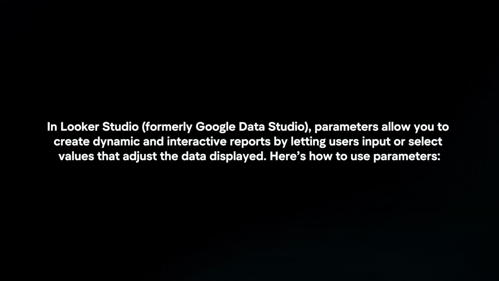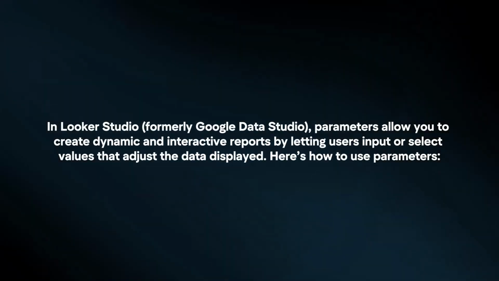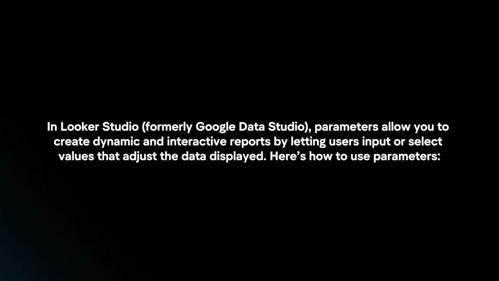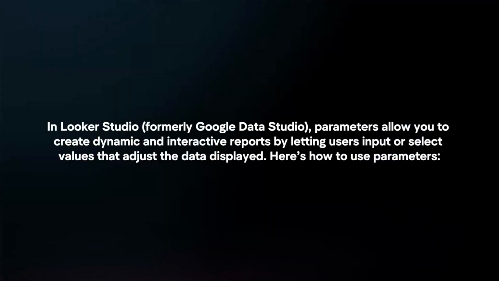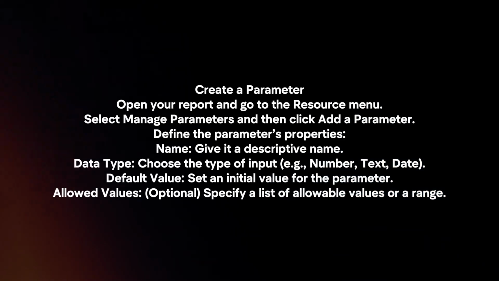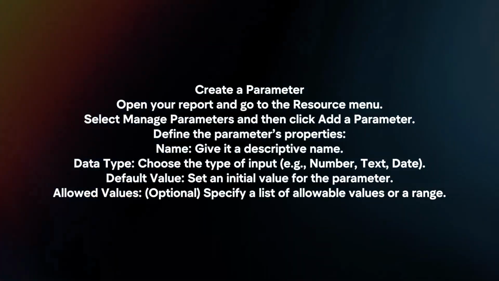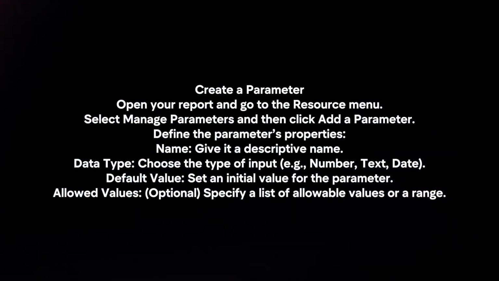In Looker Studio, parameters allow you to create dynamic and interactive reports by letting users input or select values that adjust the data displayed. Here's how to use parameters. Create a parameter. Open your report and go to the Resource menu. Select Manage Parameters and then click Add a parameter.